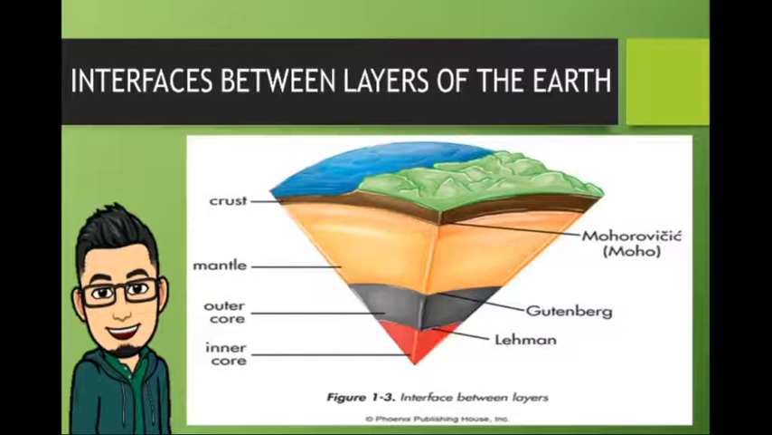And we have here the picture showing the different interfaces between layers of the Earth. So we have the crust, and then after the crust is the Moho, and then the mantle, and then we have Gutenberg, outer core, Lehmann, and then the inner core. So this figure shows the different interfaces between each layer. So that ends our discussion proper, and this time it is your turn.